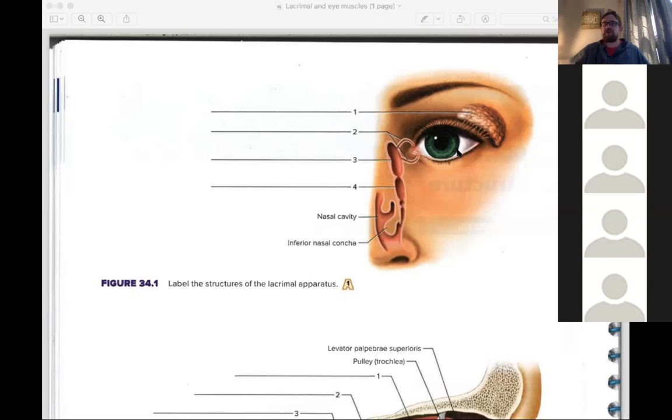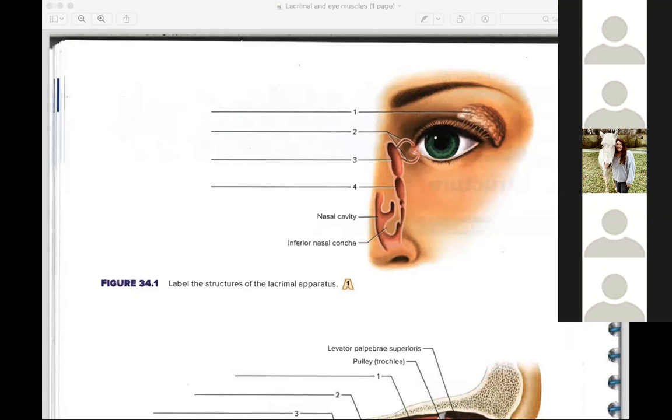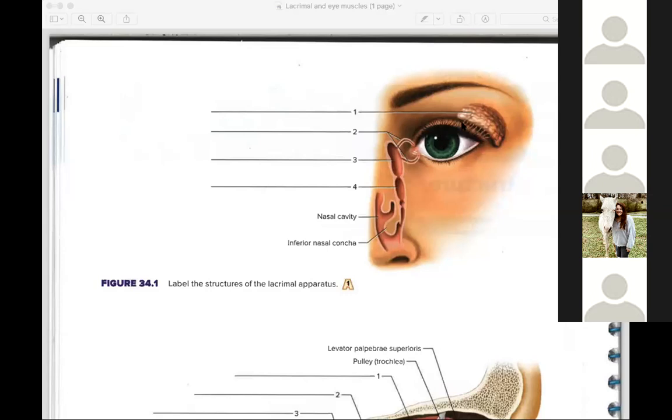Someone help me out. Hannah, what does the lacrimal gland produce? Tears. Perfect, right? And so what we don't really appreciate is that every time you blink, you're helping spread the tears that are produced by the lacrimal gland over your eye. And so it's actually meant to keep your eye moist. So you're generating tears all the time.